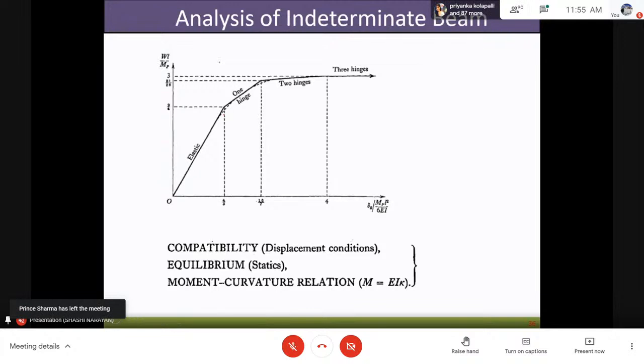So whenever you see a pushover curve, it will also look somewhat like this. We'll come to that also. In order to solve this, we require three different conditions: compatibility conditions, equilibrium conditions, and moment curvature relations. These are the three which are required in order to solve these problems.